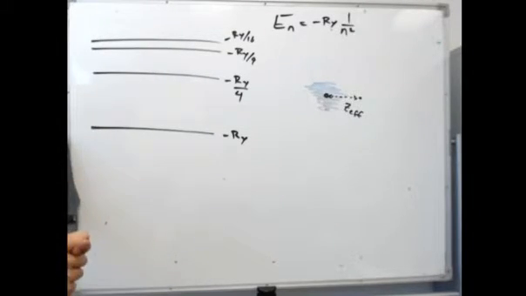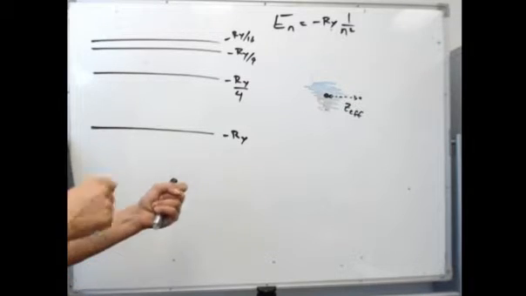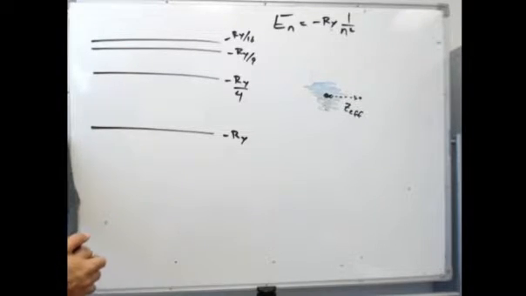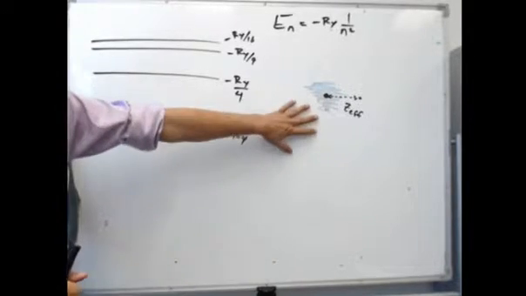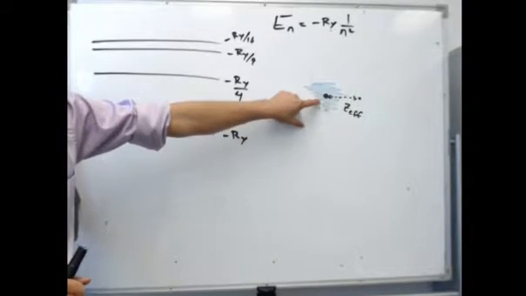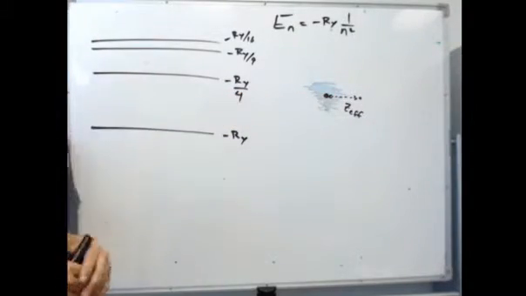It works for hydrogen because hydrogen is simple. There's one proton, one electron. If we want to do this for something more complicated, we need to take into account all of the electrons, all of the protons, all of the repulsion terms.